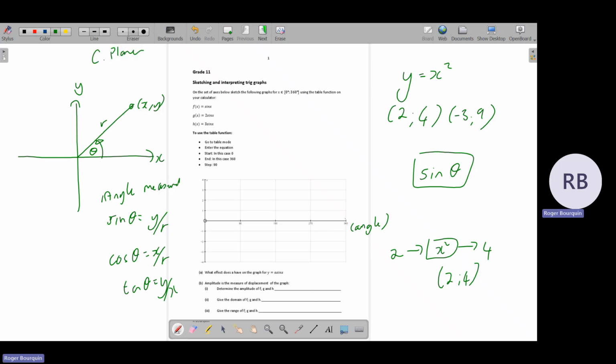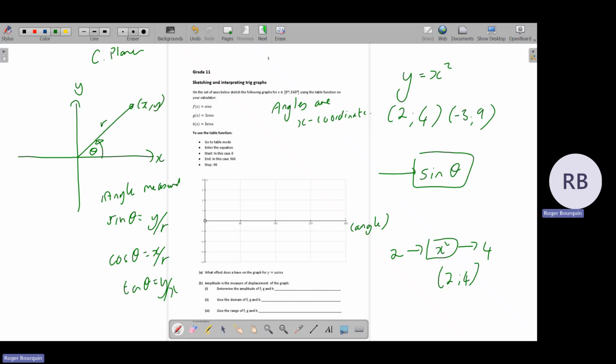Here, in these trig graphs, angles are x coordinates. You with me? But now angles are not measured in an anti-clockwise direction. Angles are your x coordinates. So you put an angle in.